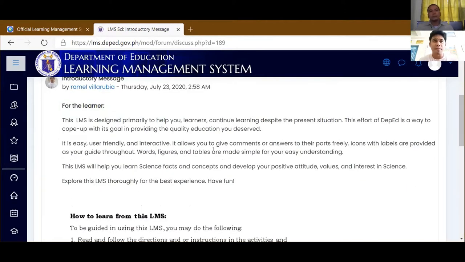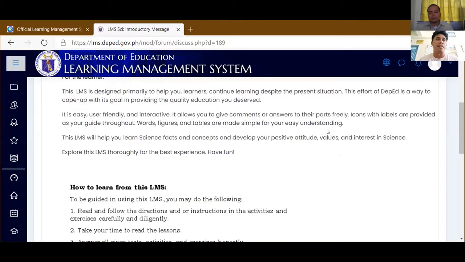Can you read it aloud, Henry? Yes, sir. Good morning, sir. For introductory message for the learner, this LMS is designed primarily to help you learners continue learning despite the present situation. This effort of DepEd is a way to cope up with its goal in providing the quality education you deserve. It is easy, user-friendly, and interactive. It allows us to give comments or answers on their parts. Icons with comments are provided as you guide through words. Words, figures, and labels are made for your understanding. This LMS will help you learn science and concepts and develop your positive attitude, values, and interest in science. Explore this LMS only from the best experience. Have fun. Okay, very good.